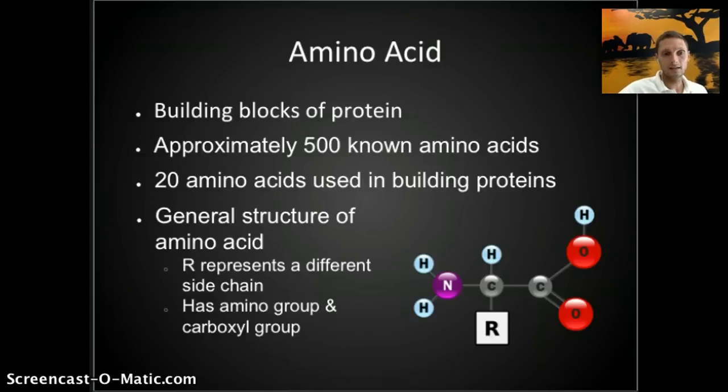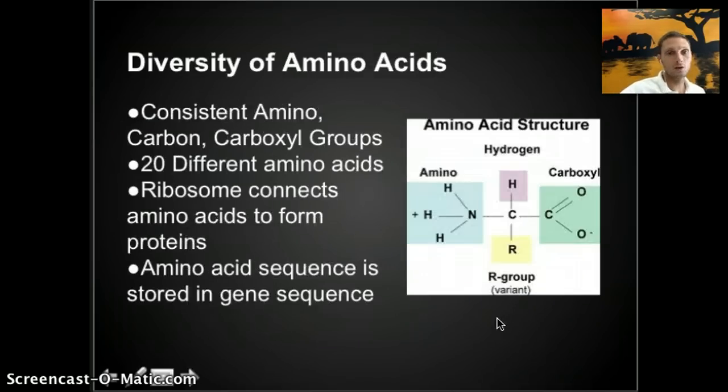Each amino acid has a similar basic structure, and then one different thing that's attached to it that changes, and that's the R group. So let's take a closer look at that.